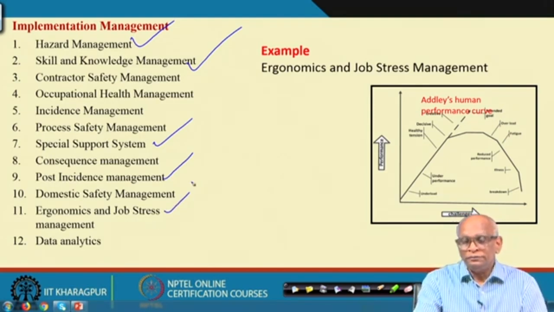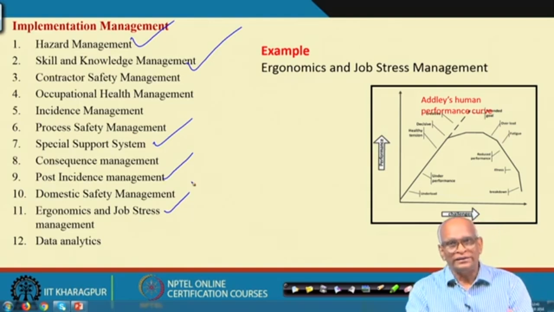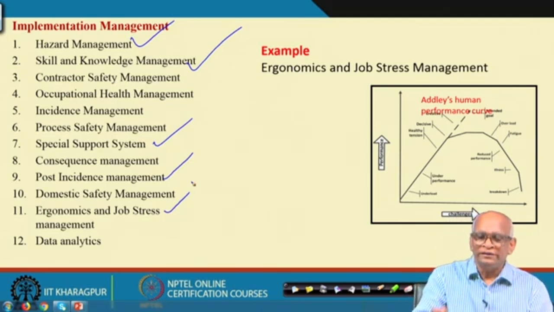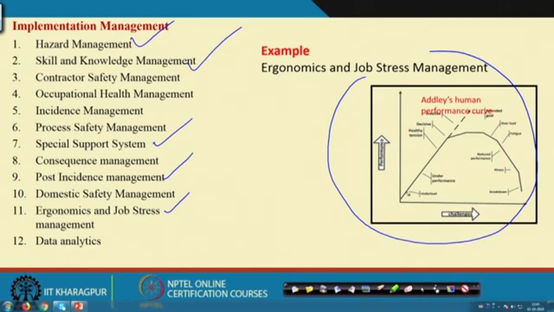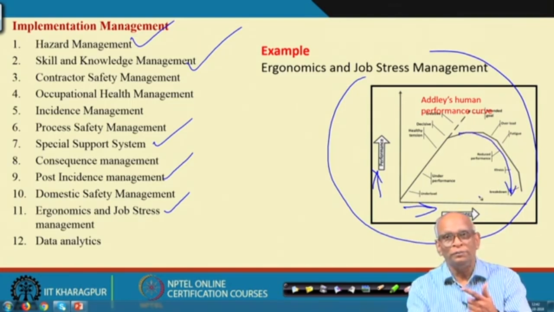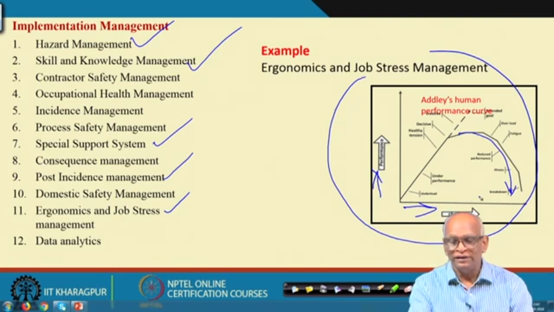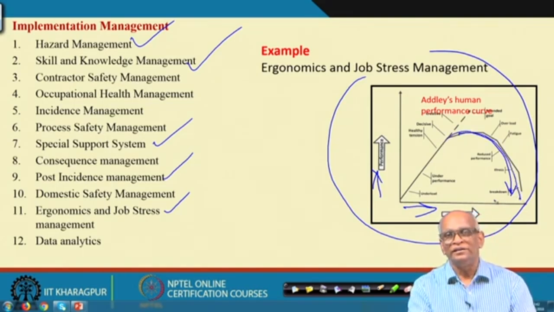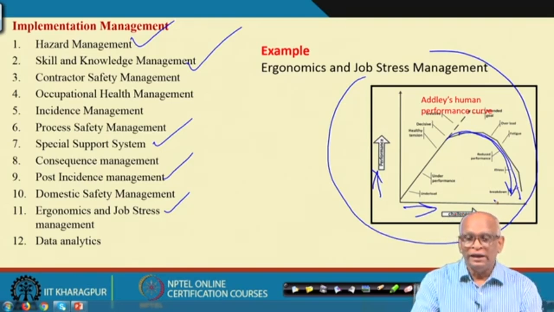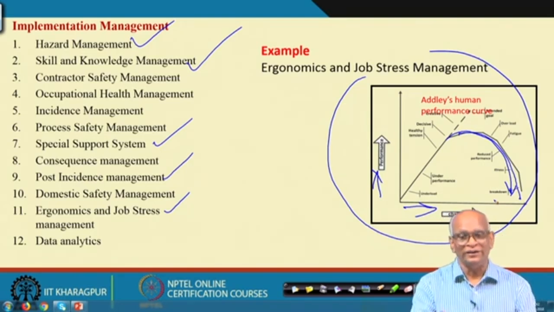Now, because of more service sector jobs, physical jobs are coming down in the organization and mental jobs are increasing. To take care of those mental jobs, people use the job stress model. In the job stress model, when challenges increase, performance will also increase up to a certain level. Afterwards, if the challenges increase further, the performance will come down. This is called job stress. If the challenges are more for the workers and supervisors, then we have to improve their competencies. If you don't improve their competencies, they will go into job stress and their performance will drastically come down. So ergonomics and job stress management is very important in the present scenario. Okay.